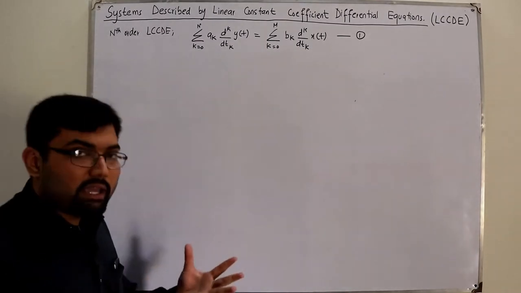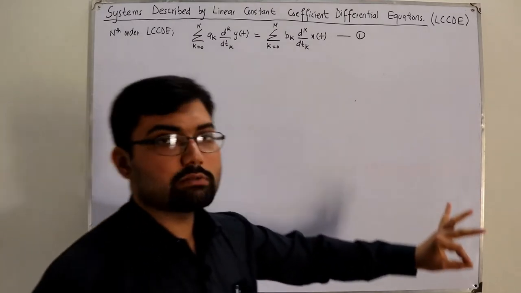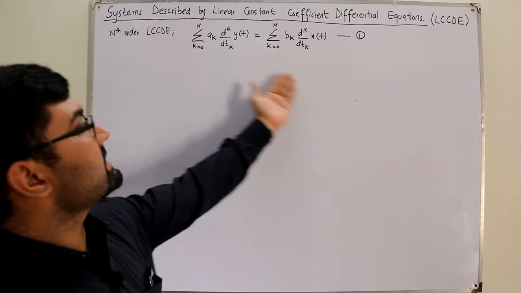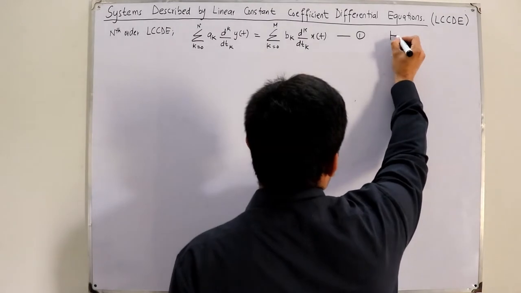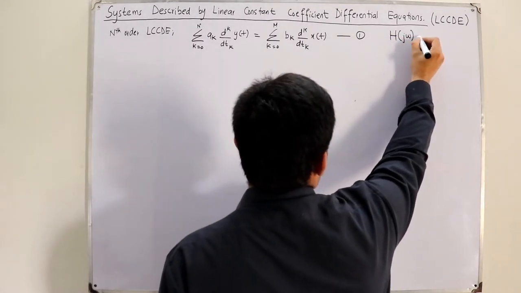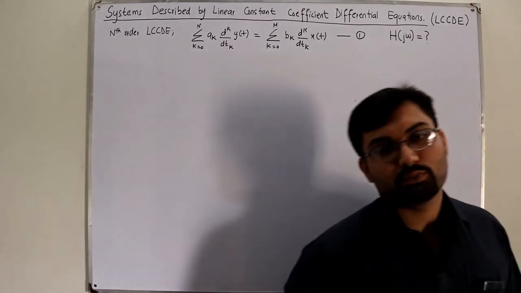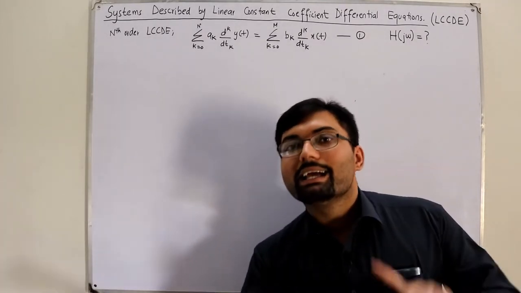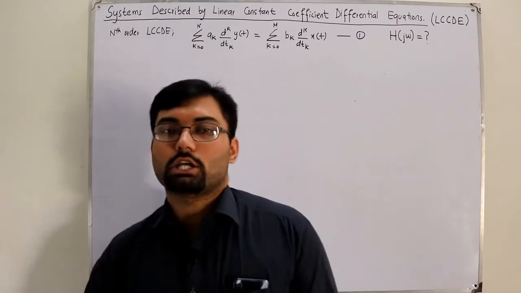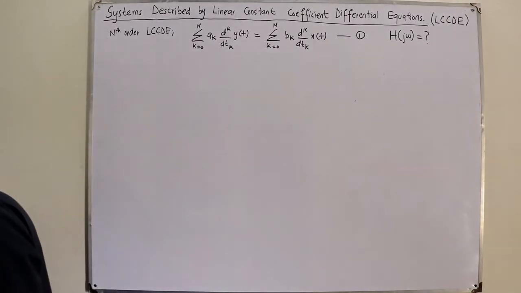If an input is given to an LTI system, x of t is my input, y of t is my output, and the input-output relationship is in such a manner, how do I calculate the frequency response H of j omega for this sort of a system? What is frequency response H of j omega? It is the Fourier transform of the impulse response of the system. You know it very well. Frequency response is the Fourier transform of the impulse response of the system.